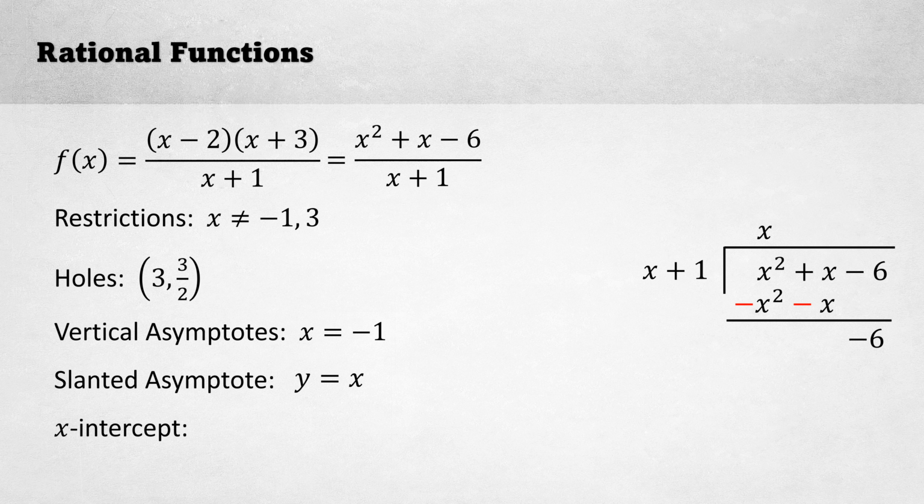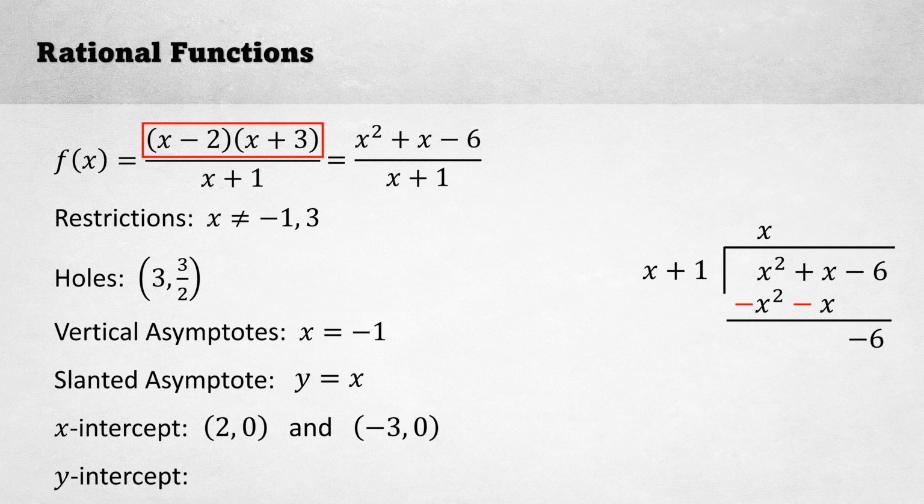To find x-intercept, we set y to 0. Y is 0 if the function is 0. And any rational function is 0 if its numerator is 0. And the numerator is 0 if x minus 2 is 0 or x plus 3 is 0, which we get x equals 2 or -3. So x-intercepts are 2, 0 and -3, 0.